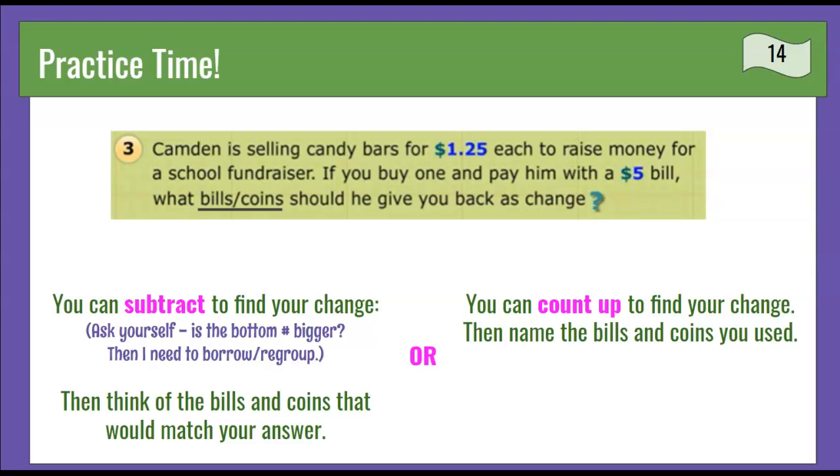Okay, practice number 3. Camden is selling candy bars for $1.25 each to raise money for a school fundraiser. If you buy one and pay him with a $5 bill, what bills and coins should he give you back as change? Again, if you're going to subtract, you have to think of the bills and coins that would match your answer. If you count up to find your change, then you have to just name the bills and coins you used.